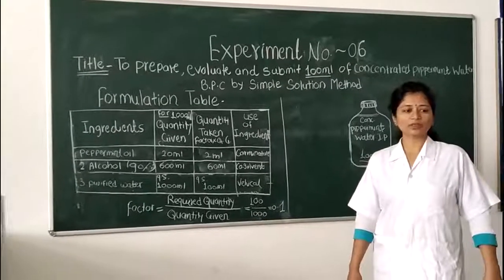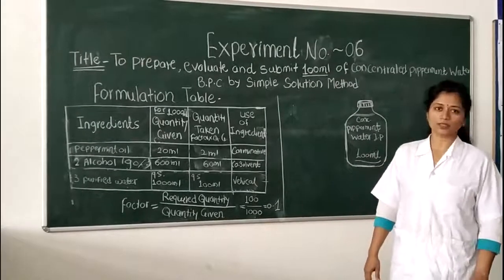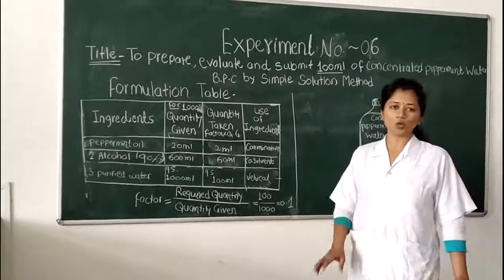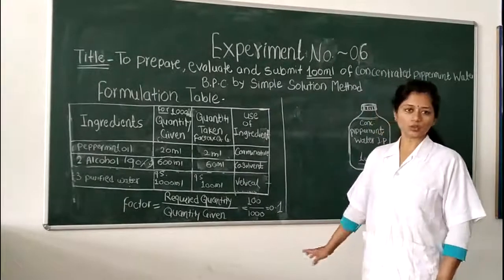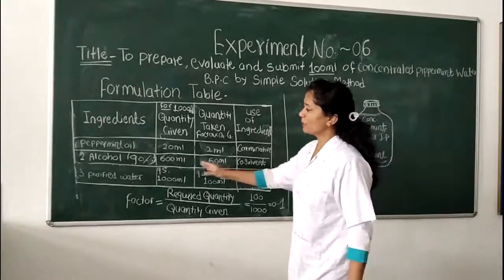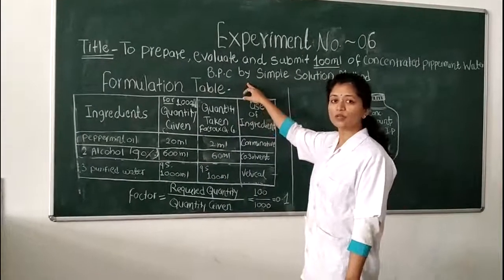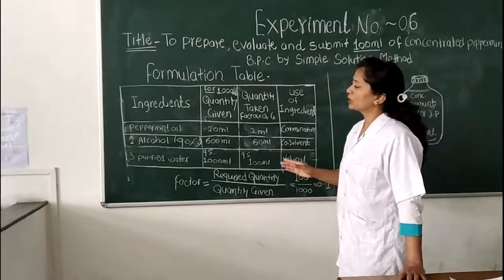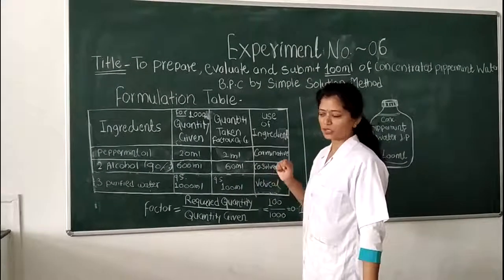After becoming familiar with our chemicals and apparatus, let's move towards how to prepare the formulation table. The formulation table consists of ingredients with their quantity, use, quantity given, and quantity required and used. This formulation table of concentrated peppermint water consists of a quantity of peppermint oil which is mentioned in the British Pharmaceutical Codex. That's why our preparation name is concentrated peppermint water BPC. Its procedure is given in the British Pharmaceutical Codex.